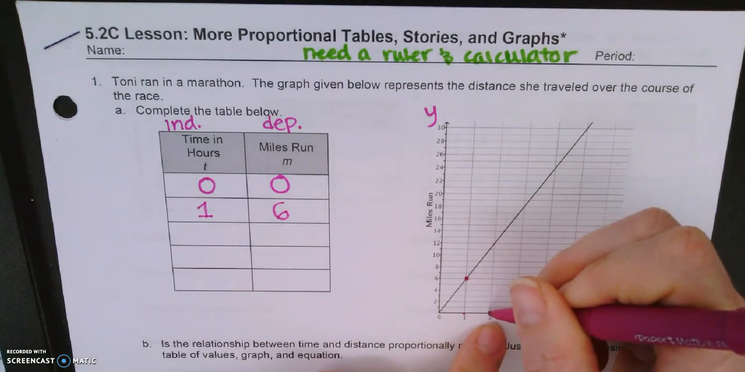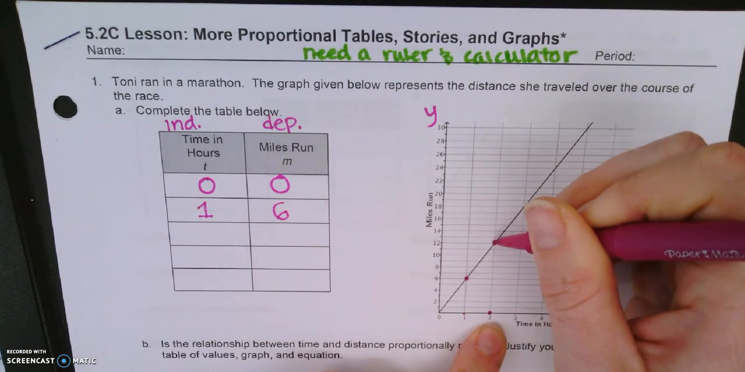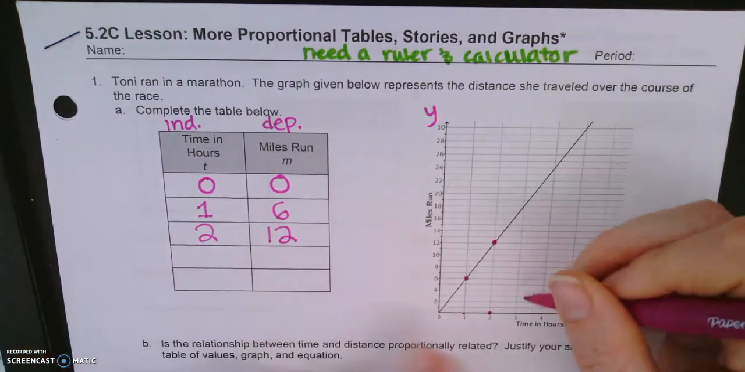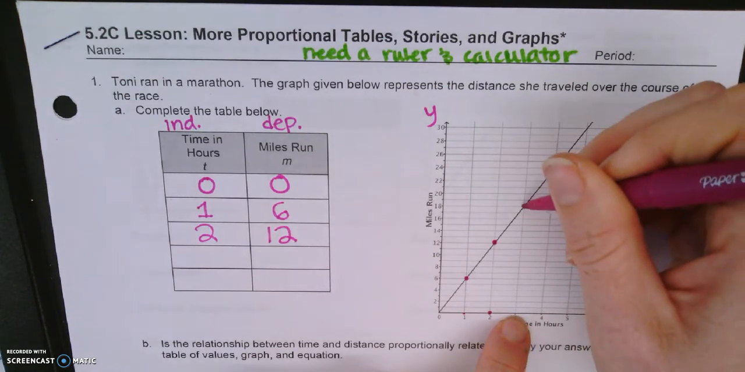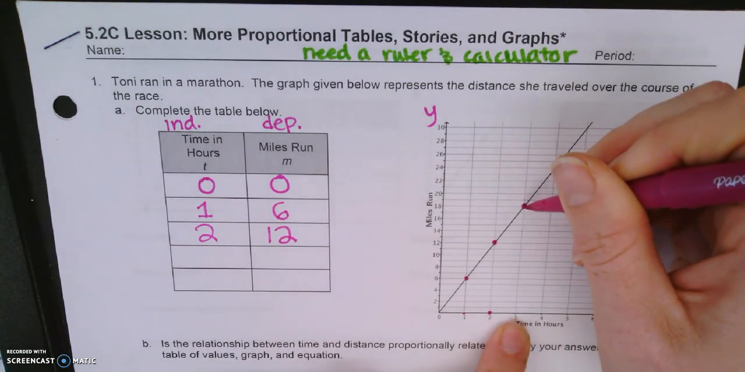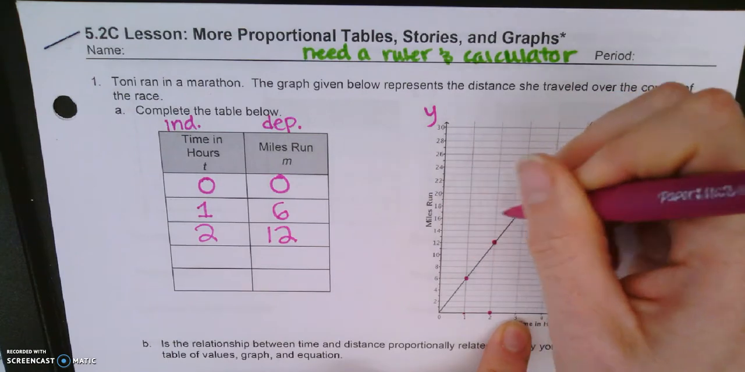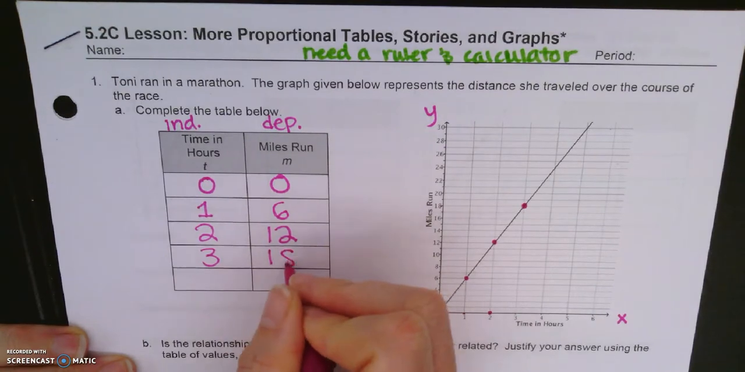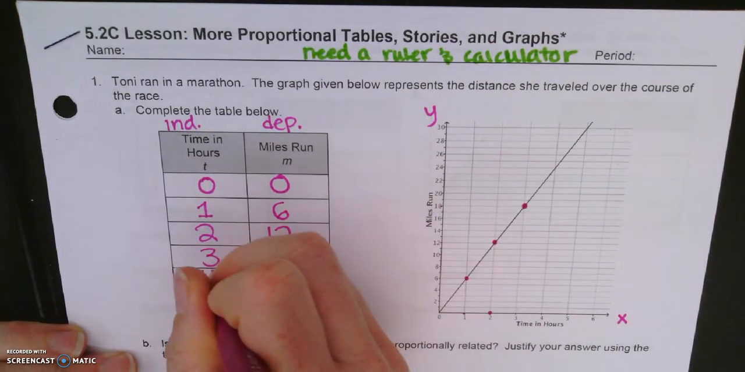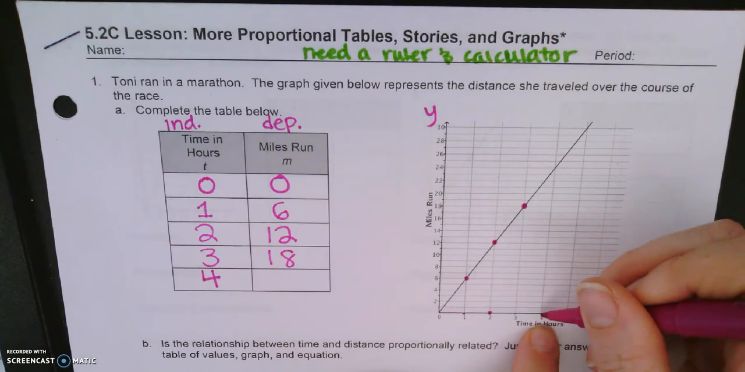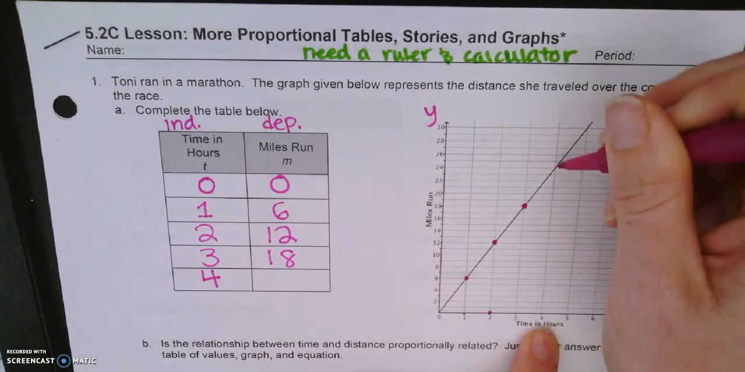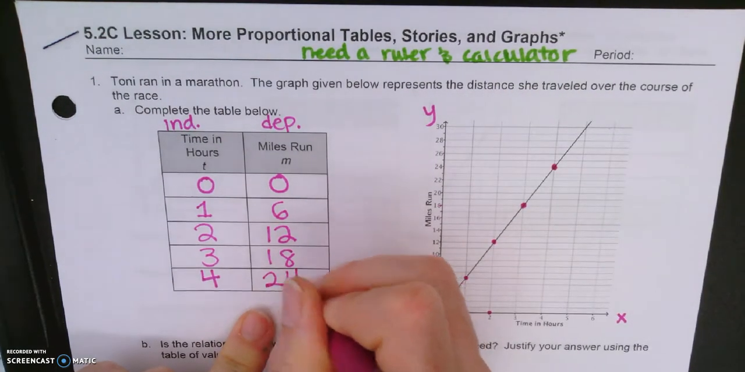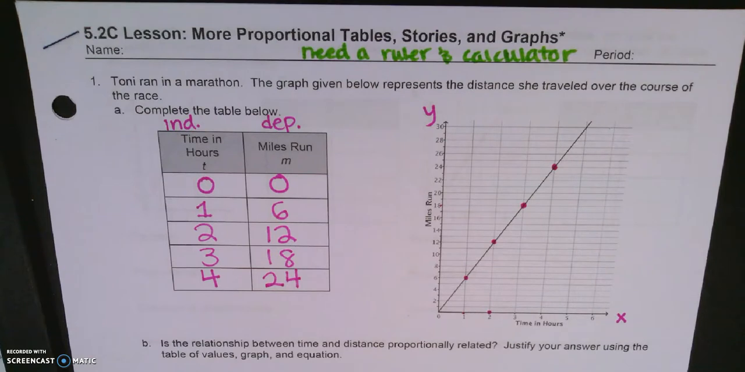Okay, so let's see. At 2 hours, that corresponds with 12 miles. Good. So if we look at 3, go all the way up, plot that point. 3 hours of running, Tony's at what mile in the marathon, everybody? 18. Good. And 4 hours into her marathon, she's been running for quite some distance. Go up to your graph, corresponds with 24.